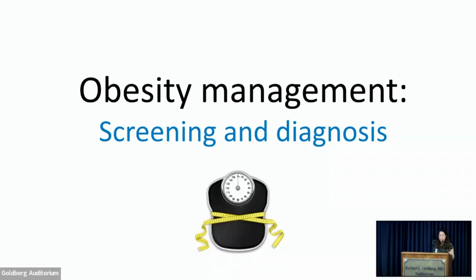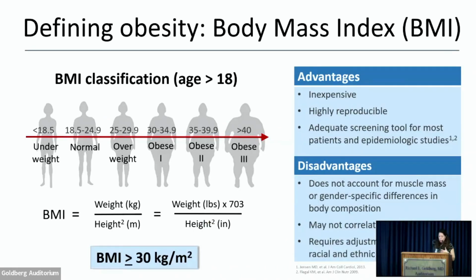So let's start with screening and diagnosis. The first way we always screen, and this is the most common and tried and true way for screening, is the body mass index. We define overweight as a body mass index of 25 or greater. Obesity is a body mass index of 30 or greater, and then severe or class 3 obesity is a body mass index of 40 or greater.